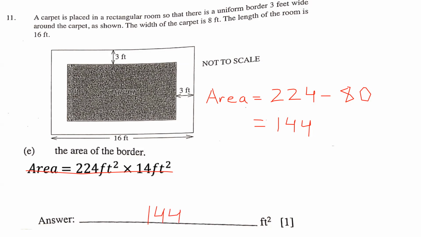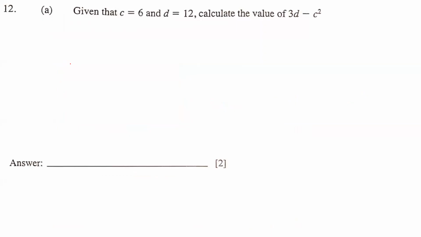Because again, we subtract the area of the room and the area of the carpet to get the area of the border. And what we meant by the area of the border, what is the border? This is the border. All of that is the border. So in order to get the area of that, we need to subtract the area of the room and the area of the carpet. The area of the room was 224 feet squared, and the area of the carpet was 80 feet squared. So to subtract them, we would get the area of the border. So moving right along, again, 144 feet squared is the answer.